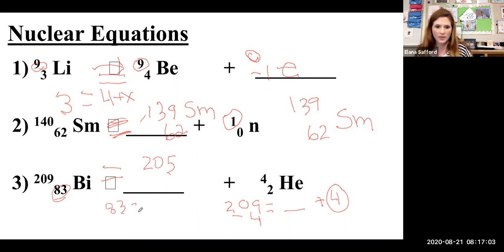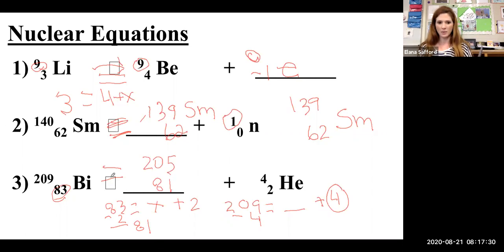All right, now I'm going to do the same thing for the atomic number, 83. 83 is equal to some number x plus 2. So I'm going to move the 2 over to give me 81, right? And then if I'm going back to check myself, I can think to myself, does this make sense? Is what I'm saying true? And it is true. 81 plus 2 is equal to 83.